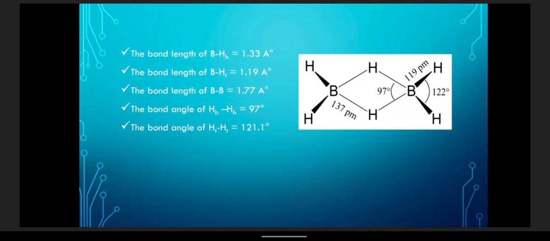And from the structure of diborane, we can know the bond lengths of the following atoms. The bond length of boron and bridged hydrogen is 1.33 angstroms, and the bond length of boron and terminal hydrogen is 1.19 angstroms. The bond length of boron to boron is 1.77 angstroms. The bond angle of bridged hydrogen to bridged hydrogen is 97 degrees. The bond angle of terminal hydrogen to terminal hydrogen is 121.1 degrees. And this is the structure of diborane.